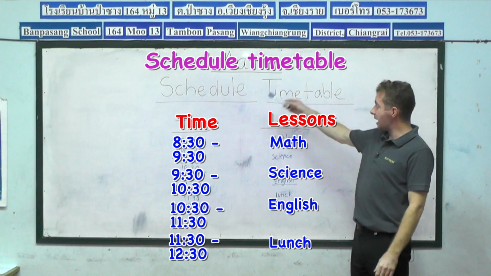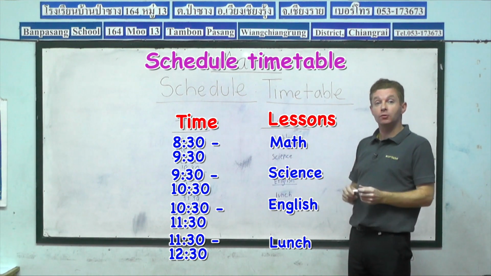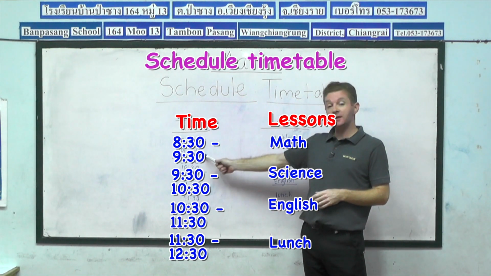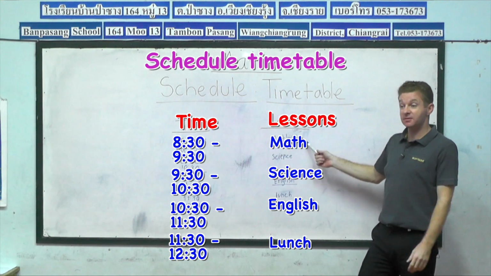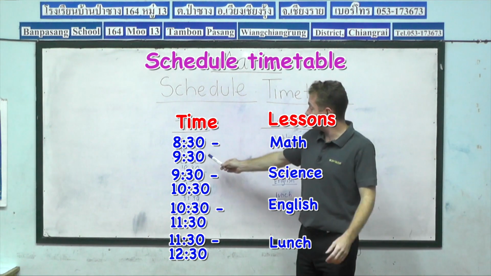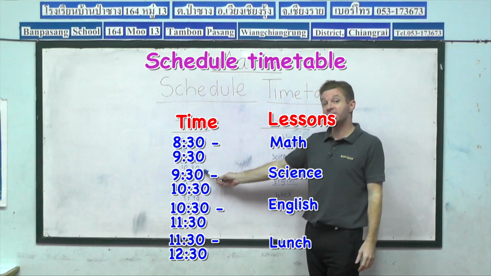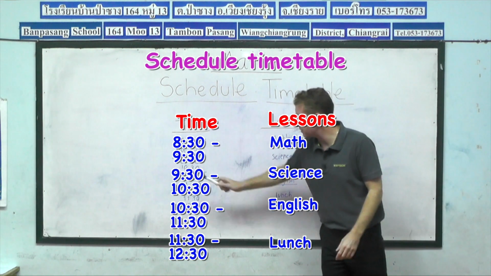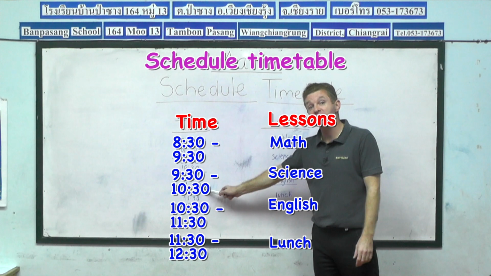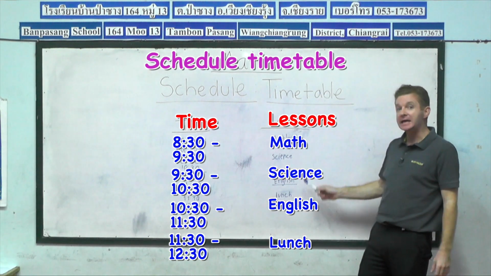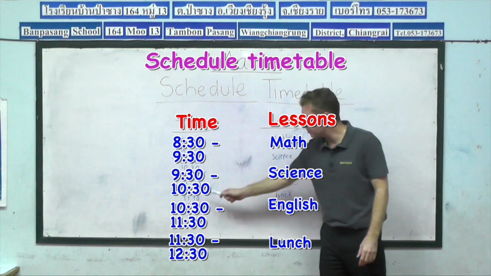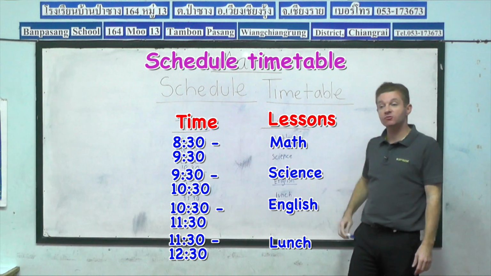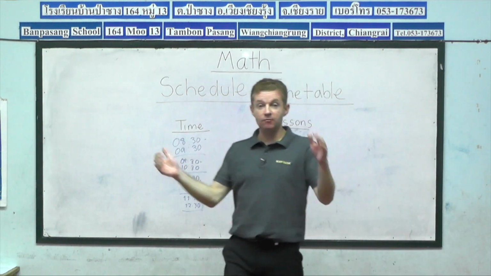So you can see now how we've learned how to do our own schedules involving a timetable. We've got 8:30 until 9:30, math, which is the lesson we're in now. Then 9:30 until 10:30, science. And after science, 10:30 until 11:30, English. And then 11:30 till 12:30 is lunch. Guys, that was brilliant. Very well remembered.